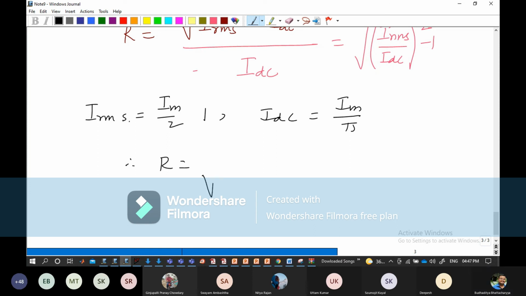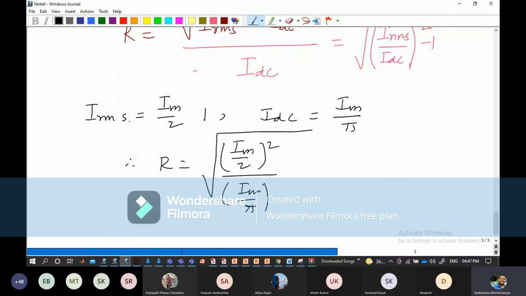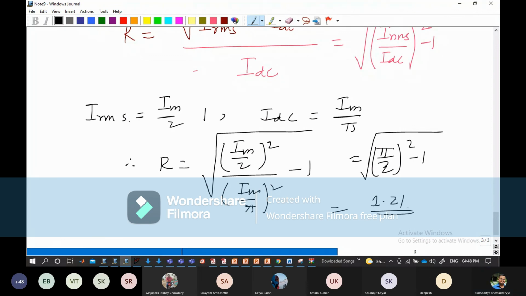So R is given by square root of Im by 2 whole square divided by Im by pi whole square minus 1. And this is given by pi by 2 whole square minus 1. If you substitute everything over here, Im gets cancelled, pi comes up. So pi by 2 whole square minus 1. And after you calculate, it will come around 1.21.